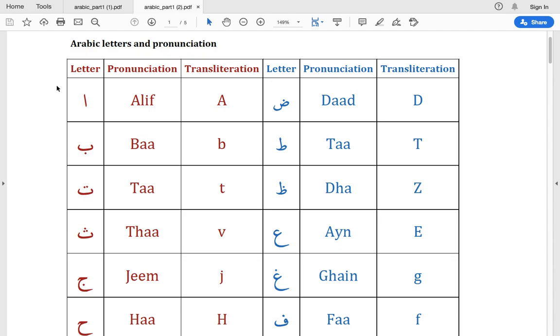Let's begin. The first letter is the letter Alif. The next letter is Ba. The third letter is Ta. The next letter is Tha. The next letter is Jim.